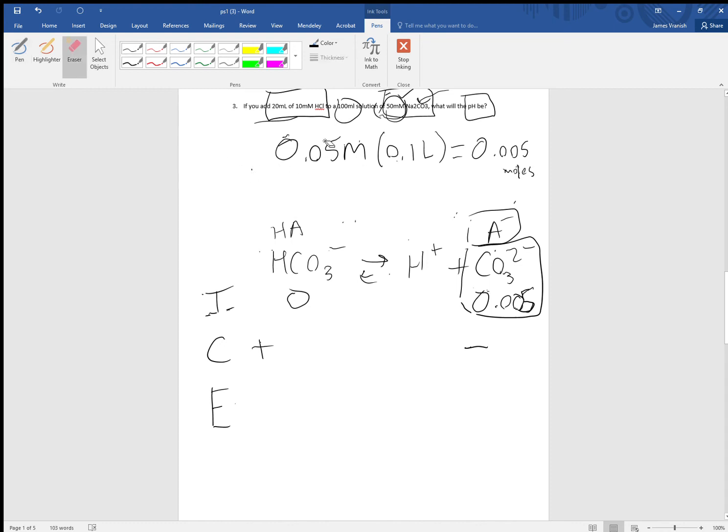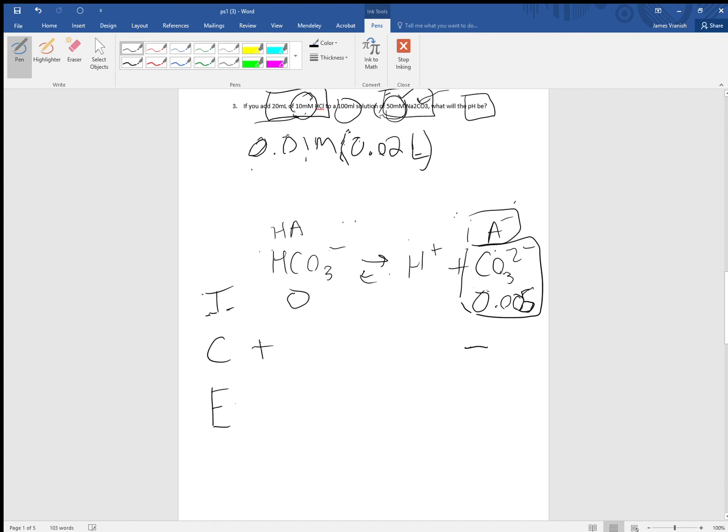For this, we have to figure out how many moles of HCl we have. Again, we can take the 10 millimolar and convert it to molar, and we'll get that 10 millimolar is 0.01 molar. Just as a review, molar means moles per liter. We'll multiply concentration times volume to get number of moles. So 0.01 molar times, instead of 20 milliliters, we'll convert it to liters. So it's 0.02 liters.